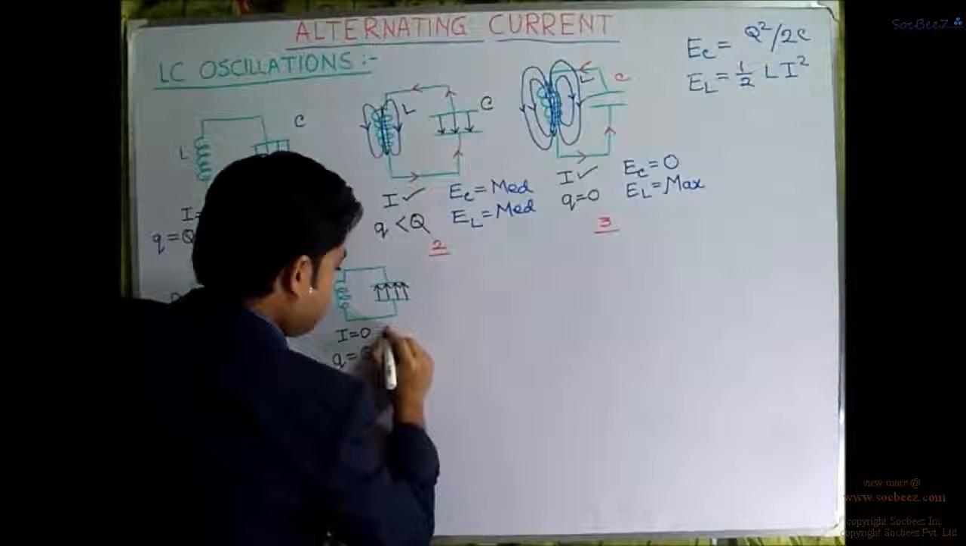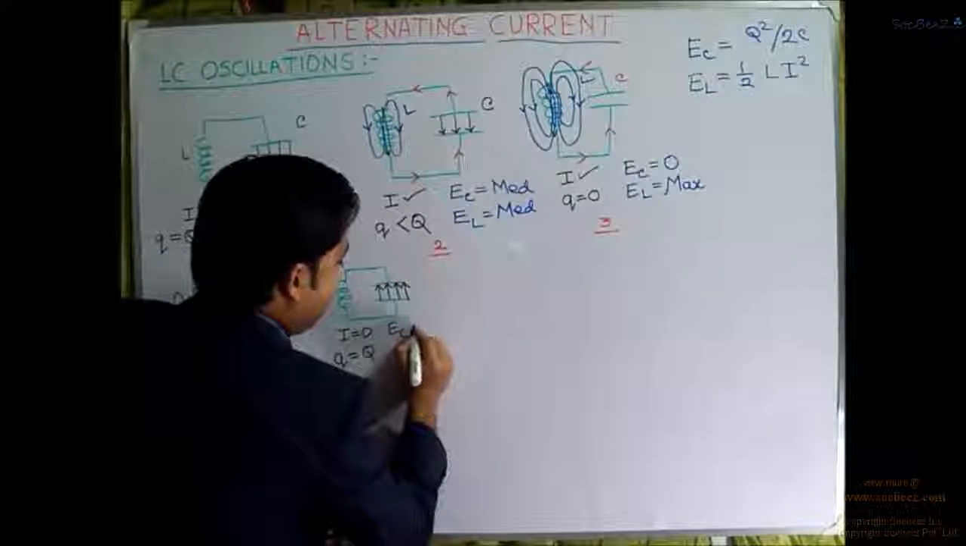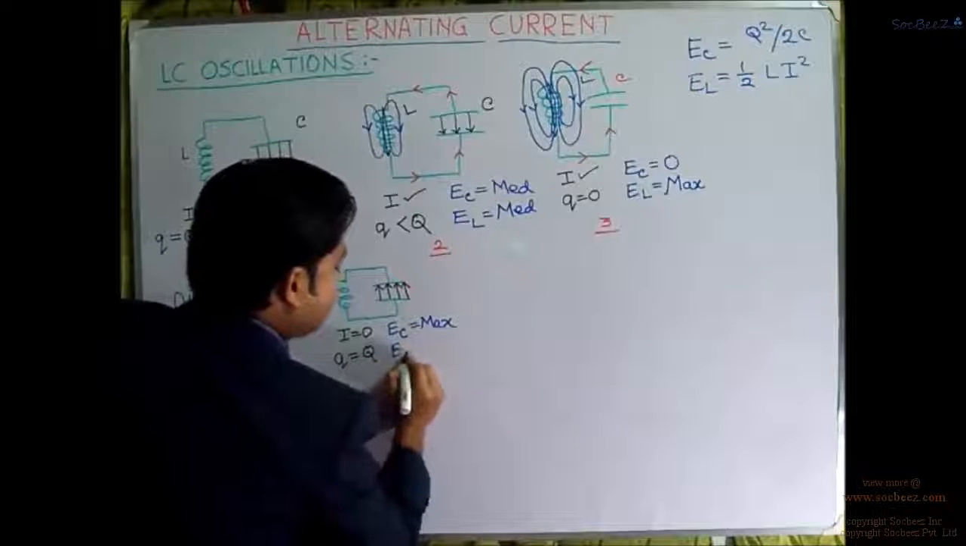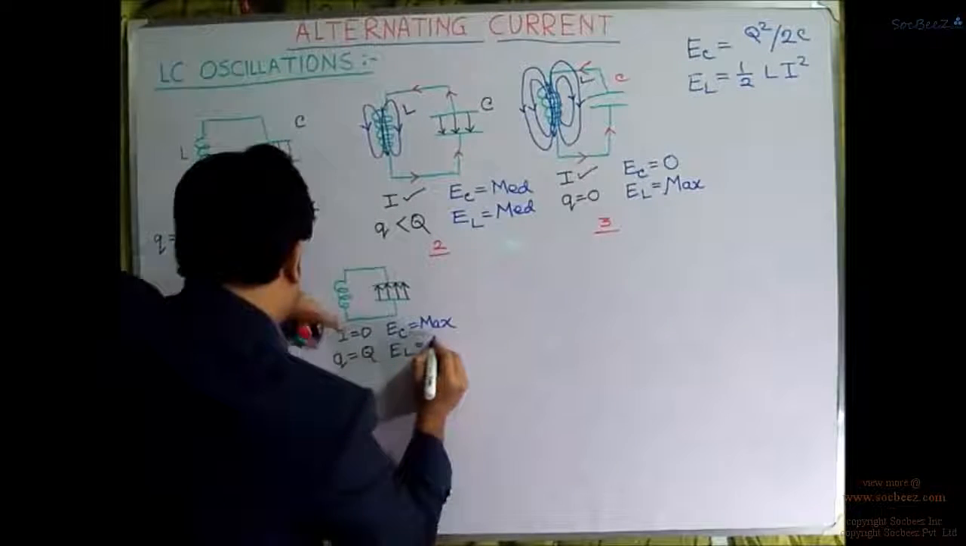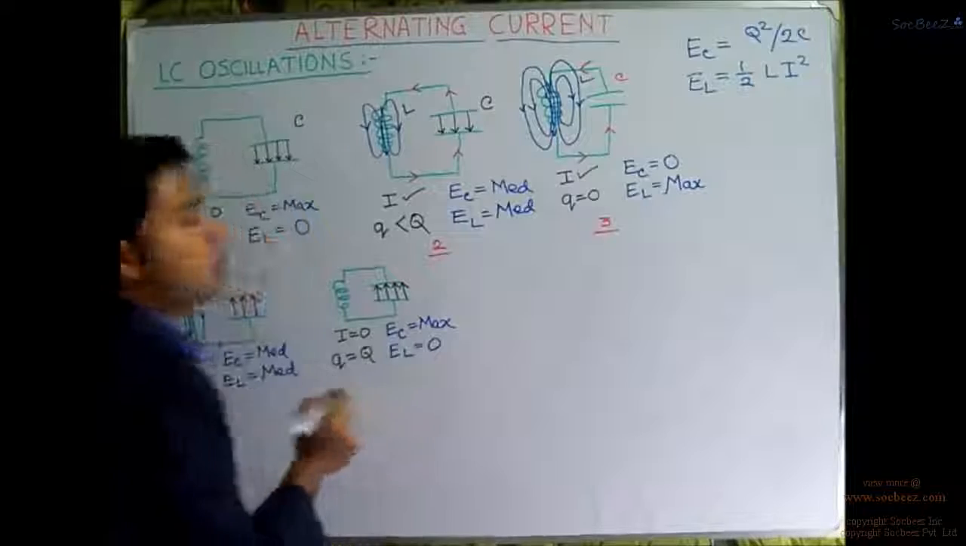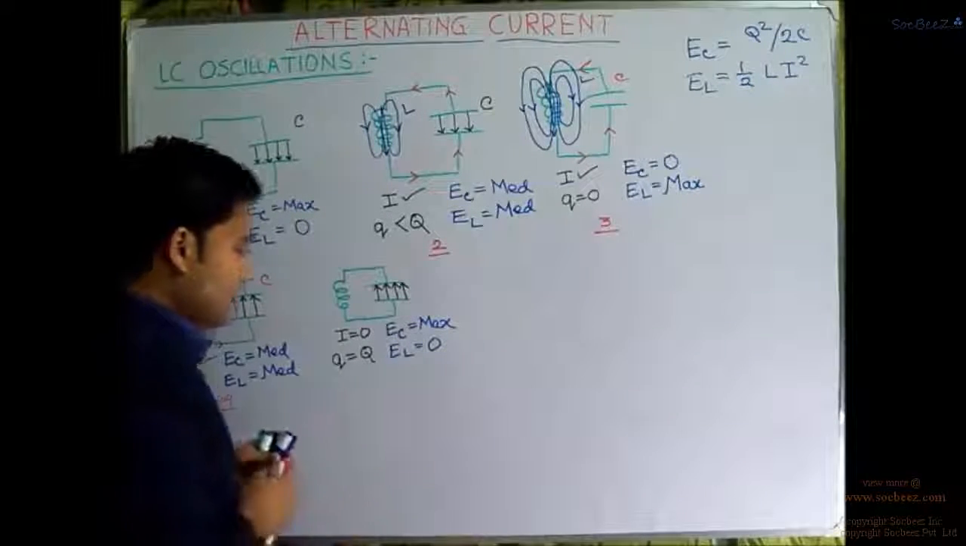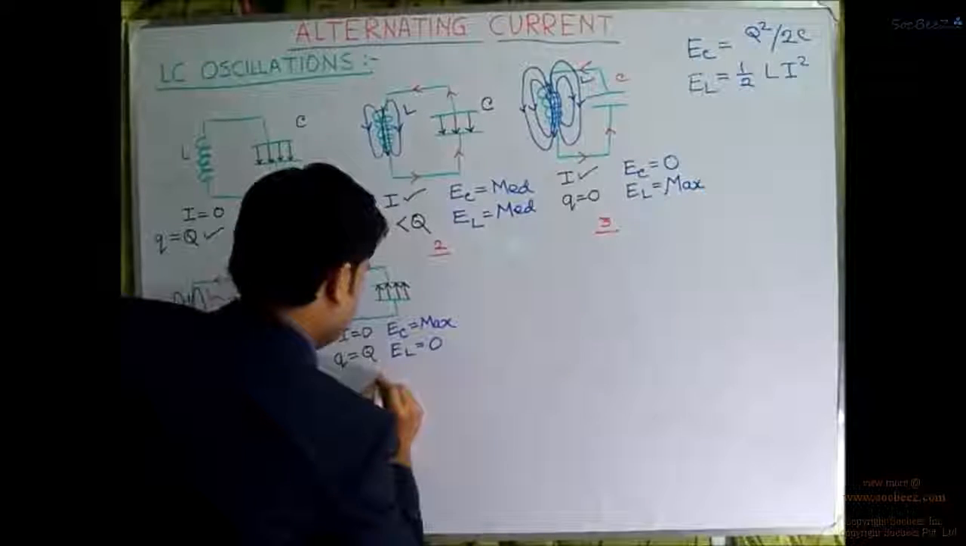So the energy associated with the capacitor now will be the maximum, and the energy associated with the inductor will be the minimum or 0, right? This is the fifth scenario.